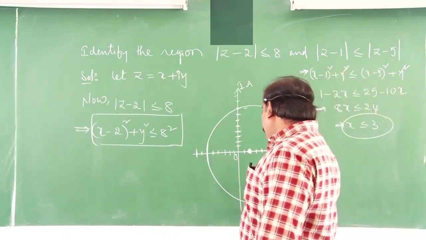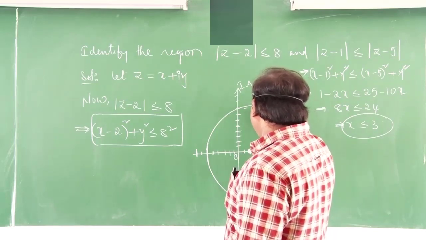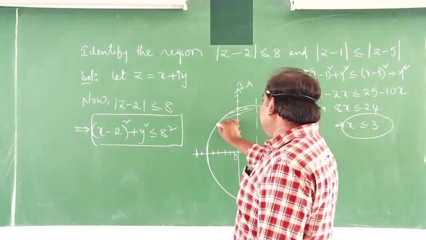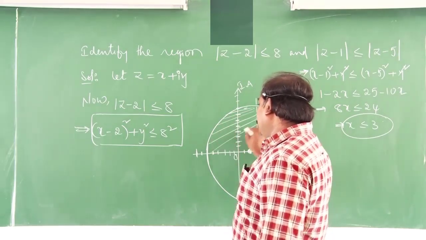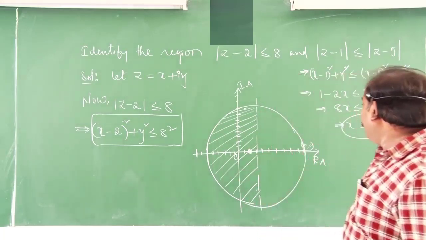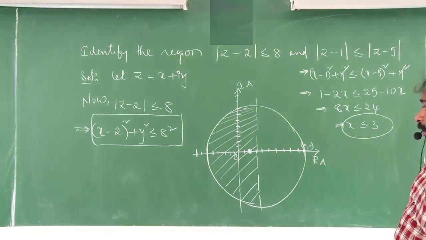X value less than or equal to 3 means 0, 1, 2, 3. So x value less than or equal to 3 means up till here you will get it. So automatically this is the reason you will get it. Okay, circular disk, the two satisfying this condition, automatically here you will get x value less than or equal to 3. That's it. The shaded region is the required region.